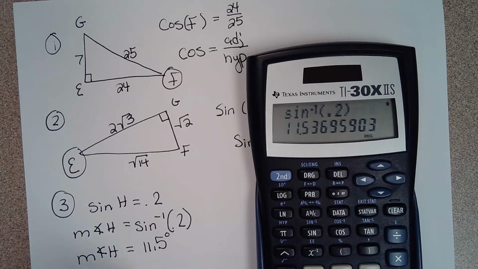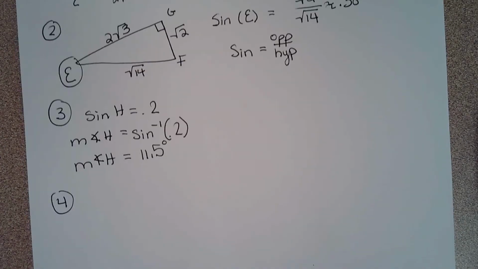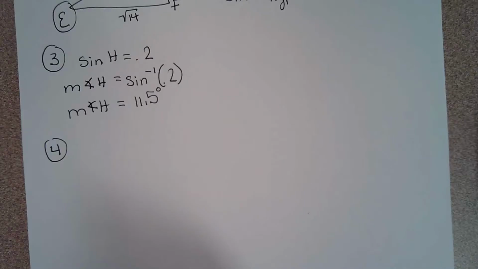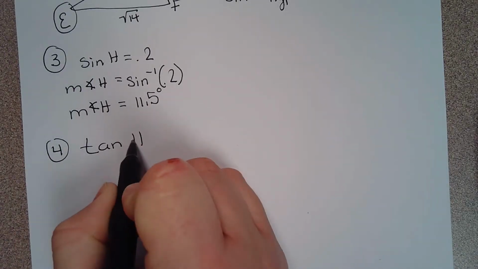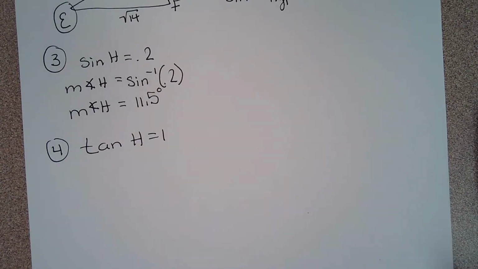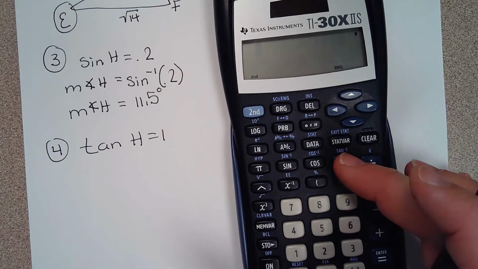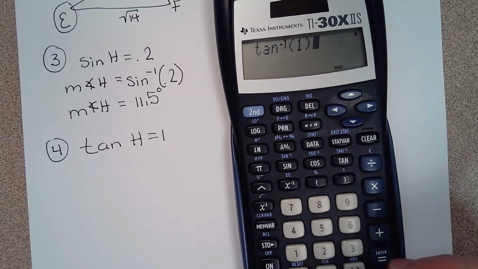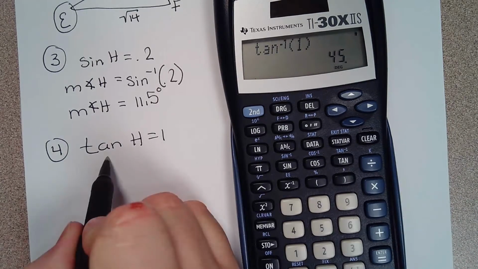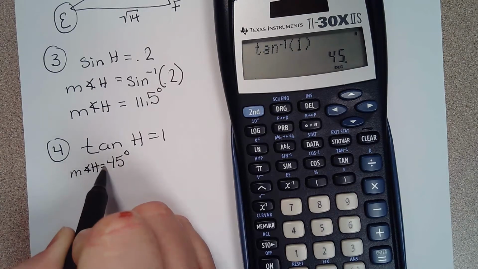Let's look at number 4. Number 4 is the same thing, only I'm using tan this time. We have tan h equals 1. Once again, we're going to do the same thing. I have second tan, which gives me tan -1, and you're going to put a 1 in there. When I hit that, I get 45. So this is just 45 degrees. The measure of angle h is 45 degrees.